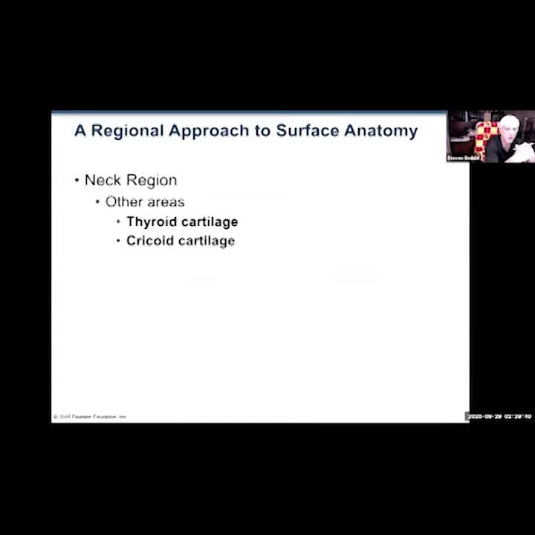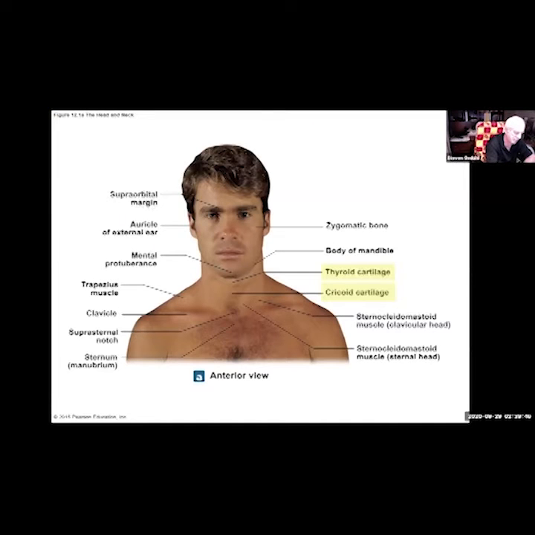Okay, the neck has the thyroid cartilage and the cricoid cartilage. We talked about that before too. This is the thyroid cartilage. Remember, the thyroid cartilage are C-shaped rings that hold the trachea open. And this is the cricoid cartilage. This is where you do emergency procedure.